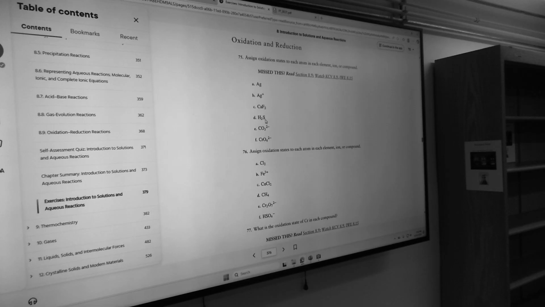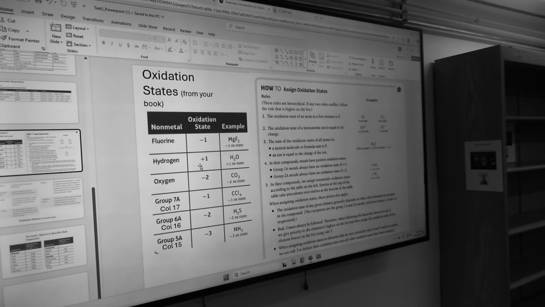H2S. So that's just like the water molecule I drew over here. S is going to be -2. It's below oxygen in the periodic table. So it'll be -2, and that makes each of the hydrogens +1. In this list, I think it says hydrogen. Hydrogen is +1 when you're assigning oxidation state. Oxygen is -2.